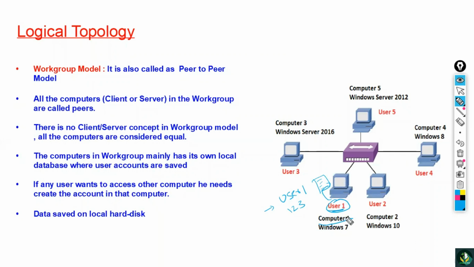The next day, if this user 1 is using computer 2, he won't be able to log in, because his username and password were created on computer 1 and stored locally. So again, you need to create the username and password for user 1 on computer 2. On the third day, let us say user 1 is sitting on computer 4. Again, he can't log in to computer 4 because his username and password were created on computer 1 and computer 2. On computer 4, we need to create the username and password for user 1.